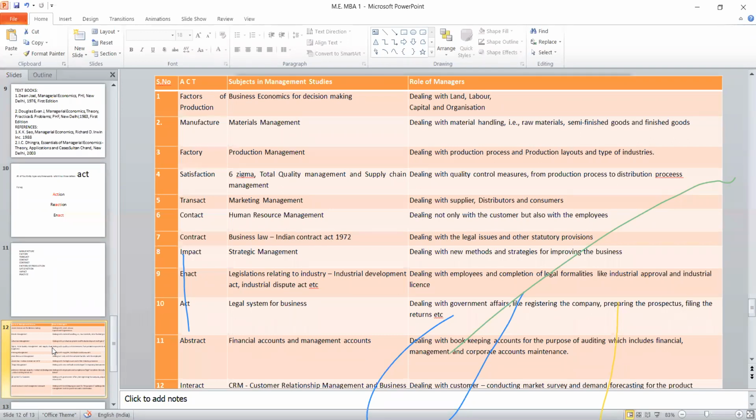Then there should be a legal binding. What is the keyword? Contract, business law, Indian Contract Act 1872. Without this, MBA cannot be completed. You have one paper called legal framework. It's nothing but the Indian Contract Act.